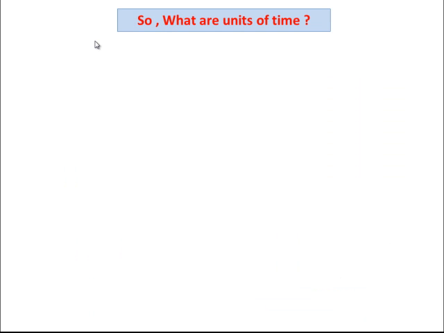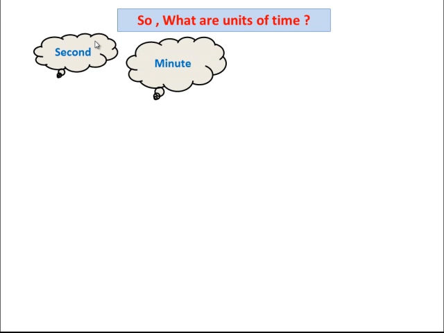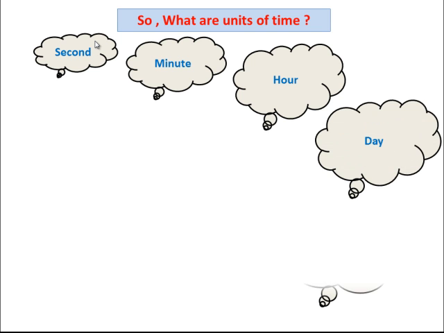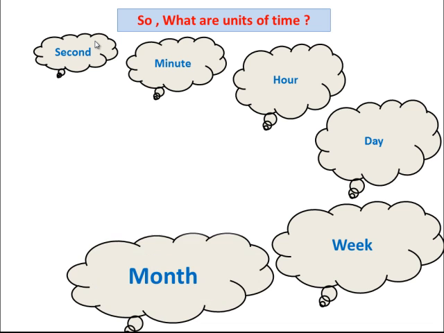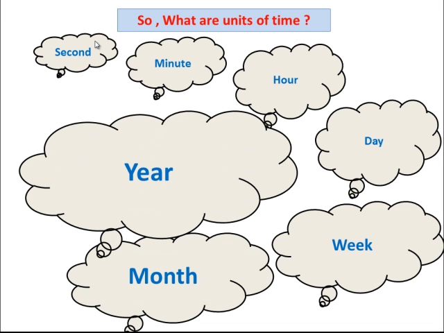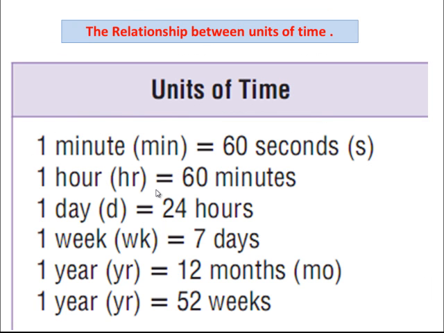So what are units of time? Have you discovered them? Yes, of course. 1 second, 2 minutes, 3 hour, 4 day, 5 week, 6 month, 7 year. So I have 7 units of time: second, minute, hour, day, week, month, and year. And there are some relationships between them.